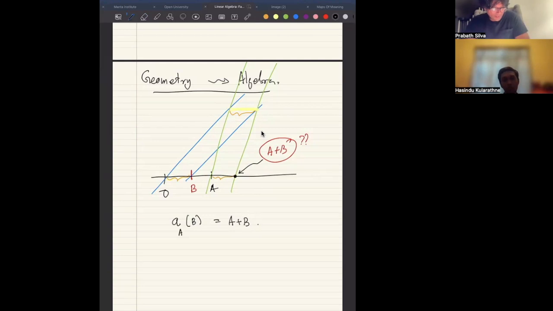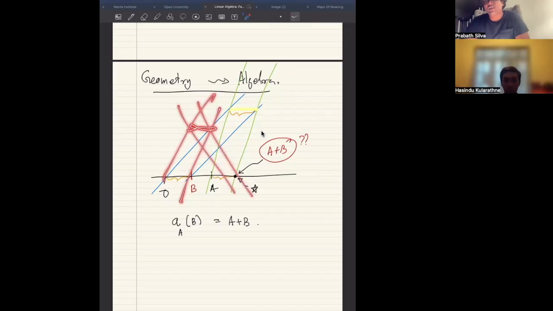So what you're doing, we define the addition by using this type of construction. In this construction, we pick these blue lines and the green lines, and you can show that this point right here is independent of the choice of these blue lines and green lines. If you pick another pair of blue lines and another pair of green lines, you would get the same answer. So it looks like we define this addition using these lines, but it's not.